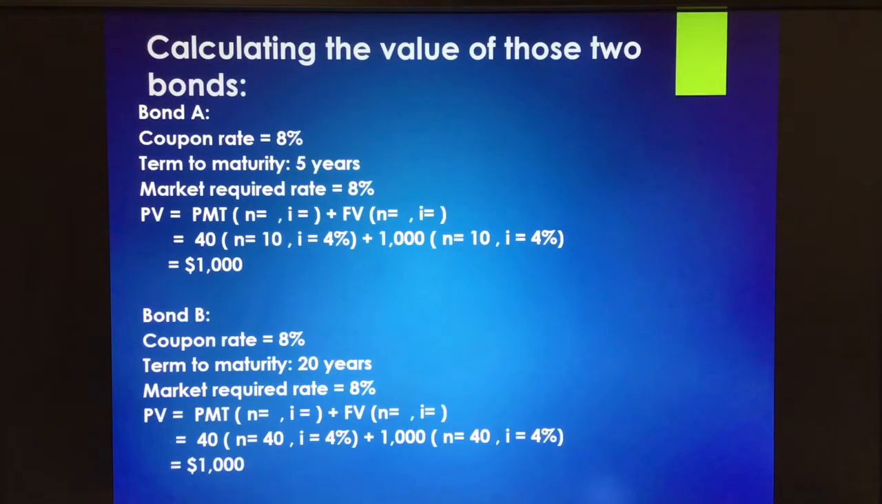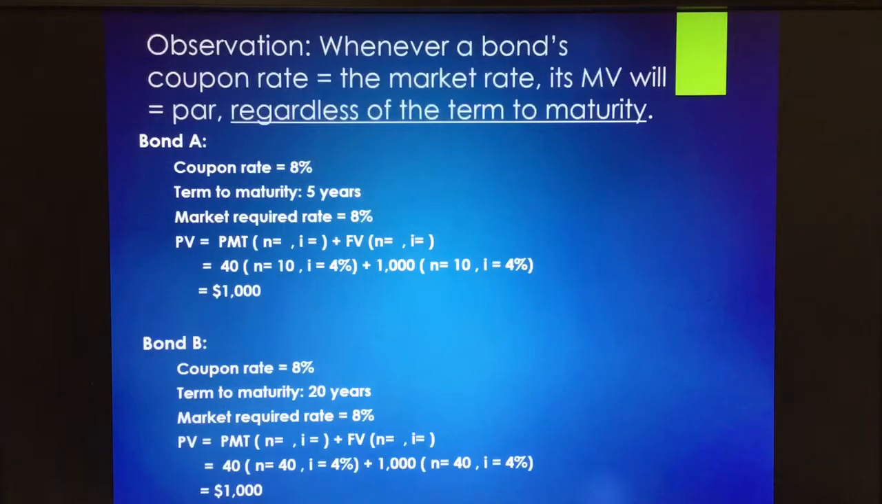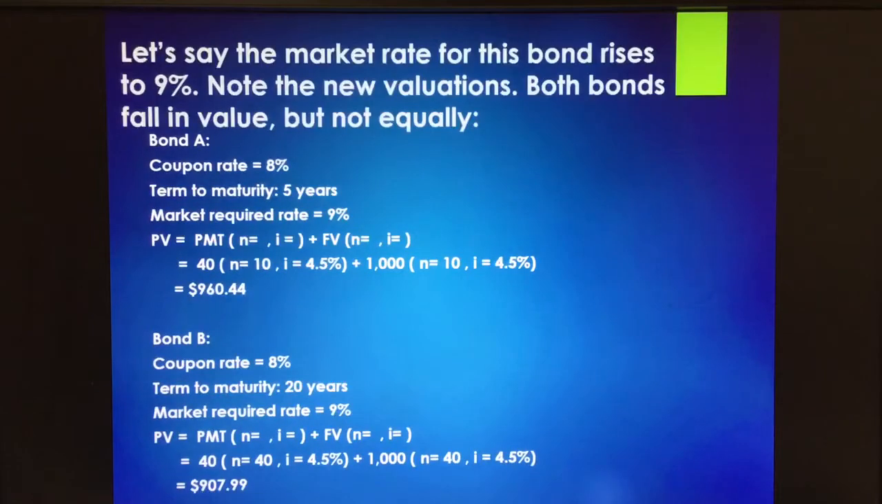Well, anyway, the idea you want to draw from this, or observation to make, is that as long as the coupon rate equals the market rate, a bond will trade at par regardless of the term to maturity. But let's see what happens when interest rates change. Let's say the market rate for this bond rises from 8% to 9%. And let's see how we value those bonds.